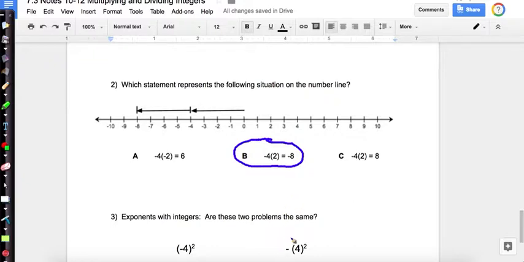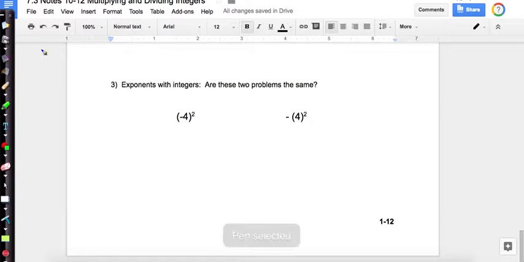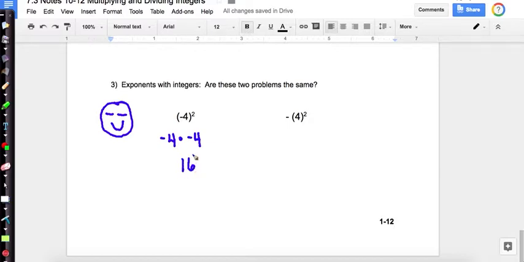Okay, look at number 3. My question is, I have exponents with integers. Are these two problems the same? And hopefully you notice that they are in fact different. Here the negative's inside the parentheses, here it's outside. So let's look at this. Negative 4 squared. Well, remember, exponents tell us to multiply by itself, so this means negative 4 times negative 4. And we just learned what's a negative times a negative? A positive. So I'm going to draw that face to help us remember that. And so the answer would be positive 16, because 4 times 4 is 16.